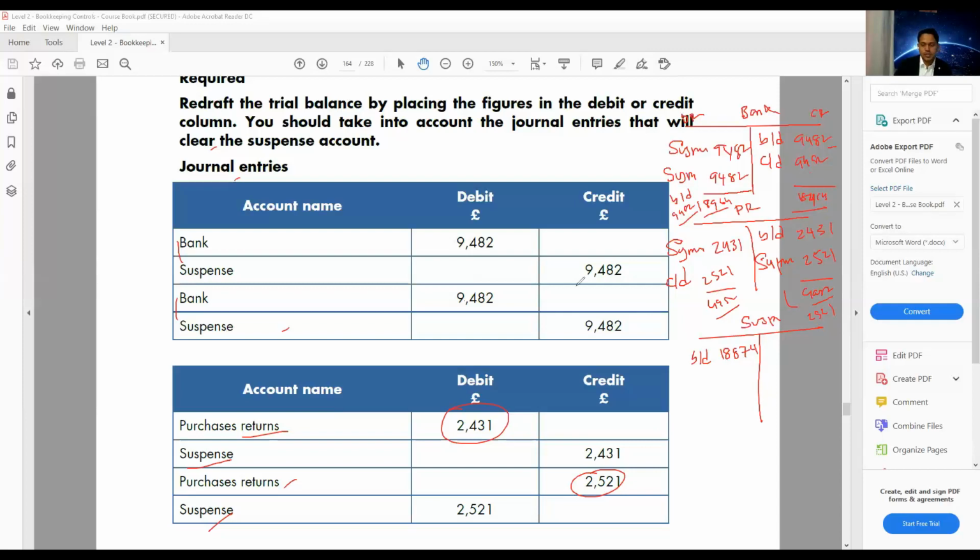The suspense account has to be equal on both sides. There should be no balance CDBD. The first one, suspense is credit. So on the credit side, I'm going to write bank 9482. Then the next, suspense again credit. On the credit side, I'm going to write bank again, 9482. Then suspense is credit, so on the credit side, I'm going to write purchase return, 2431. And finally, the suspense account is debit. On the debit side, I'm going to write purchase return again, 2521. Can you add both sides? It should match. If it does not match, then we made a mistake.